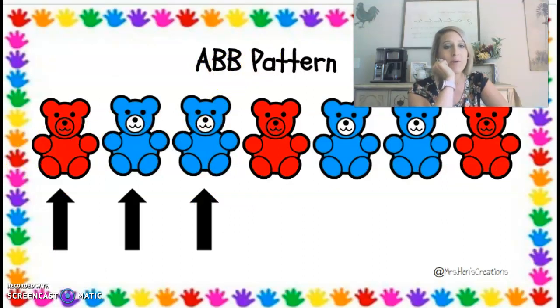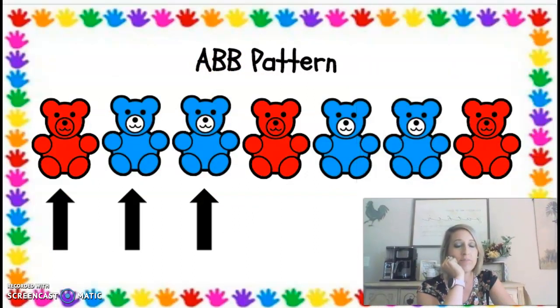All right. Next, let's talk about A-B-B pattern. I'm going to move this down here so you can see better. All right. It's called A-B-B because it's got two of the same. So it goes red, blue, blue, red, blue, blue. All right, so that, just like for A-B, it can be A-B-B, A-B-B. All right, so let's practice with A-B-B pattern.